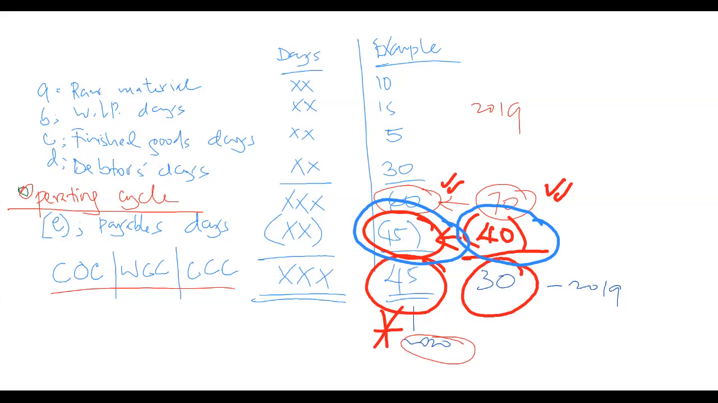So that's on the cash conversion cycle. And of course, what does the cash conversion cycle imply, and what does the operating cycle itself imply? So we can do an example.